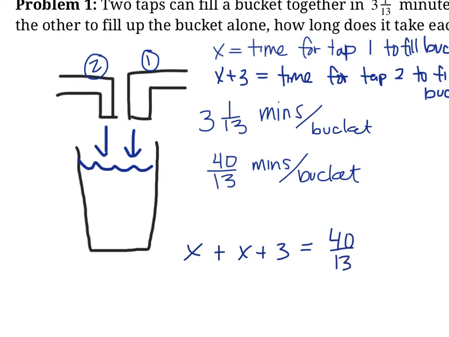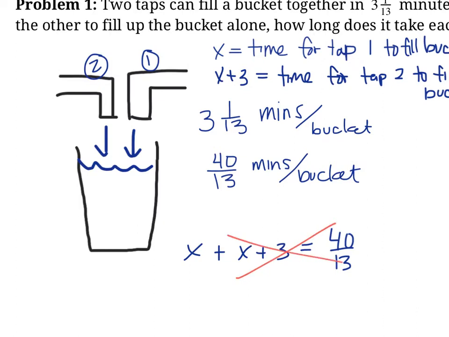But does this actually make sense? Remember, if both taps are pouring at the same time, shouldn't it take less time to fill than if they're pouring individually? This doesn't make any sense, because this would mean that tap 1 by itself has got to be less than this, and tap 2 by itself has got to be less than this, because they add up to that. So this is not the right way to go about it.